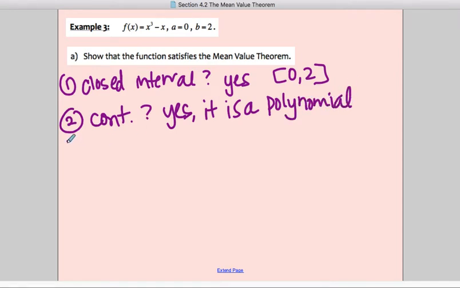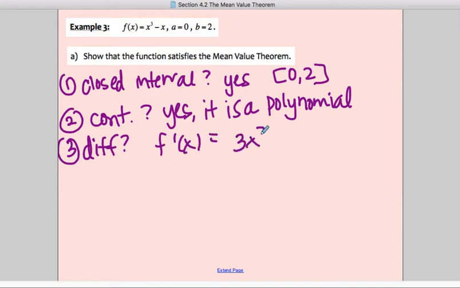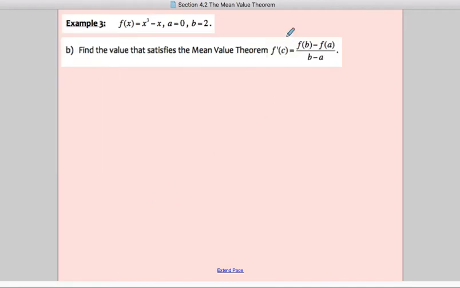And then 3, differentiable. So the derivative is 3x squared minus 1. So does this always exist? Yes, it does. So it doesn't even matter about the interval. So yes, it is differentiable. So now that those 3 things check off, I can go ahead and use the mean value theorem. So we are taking our derivative and setting it equal to our old school slope with our endpoints here.